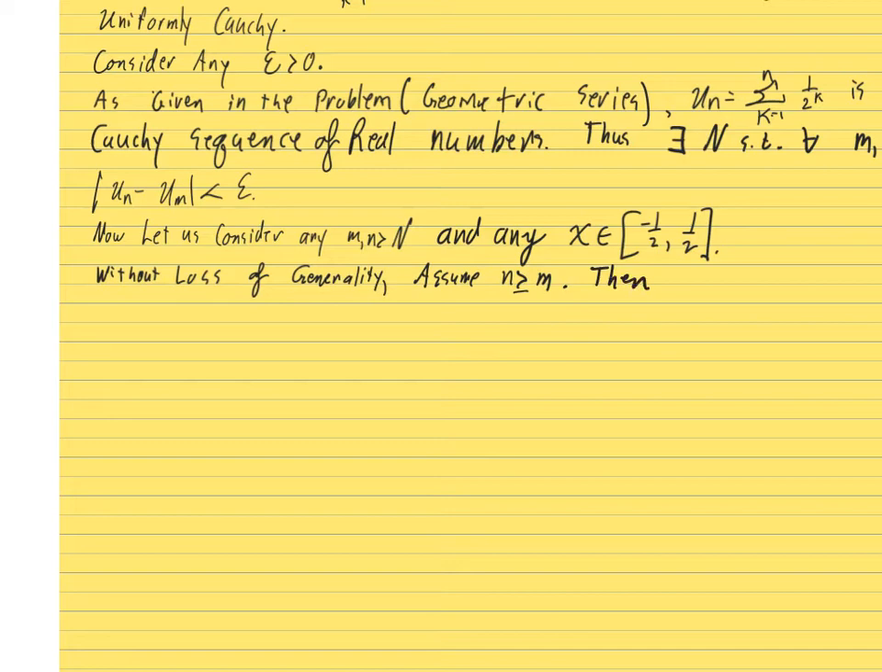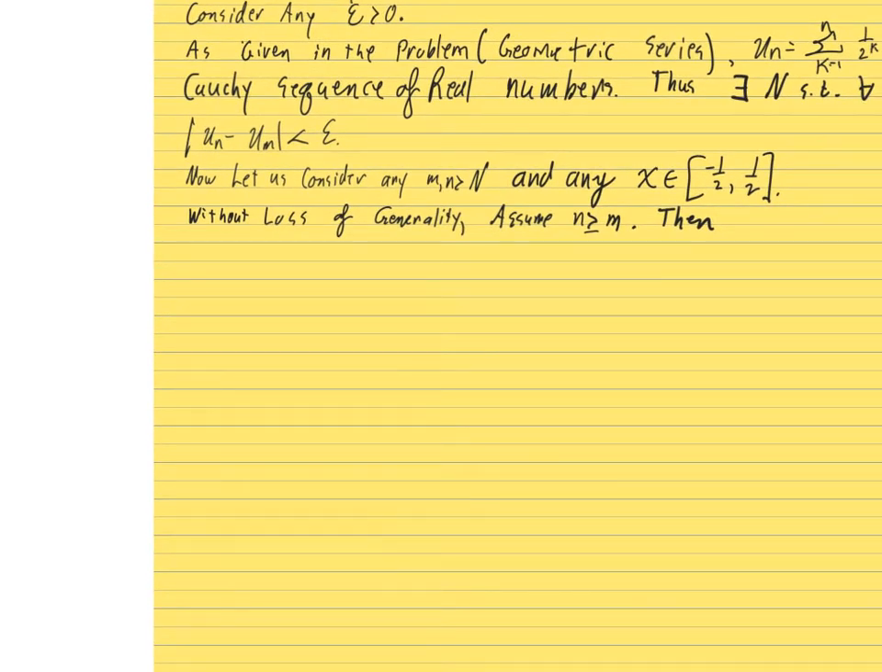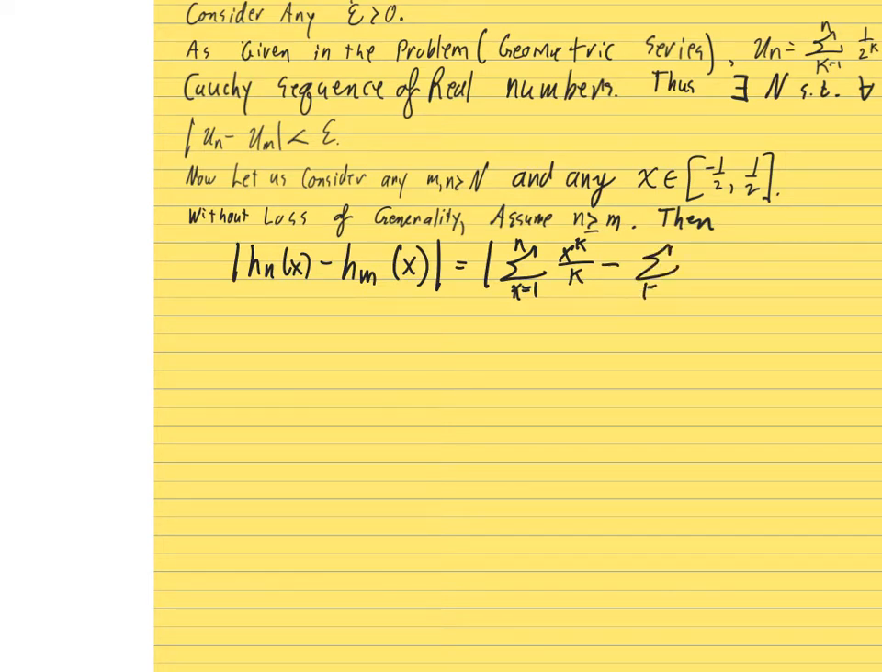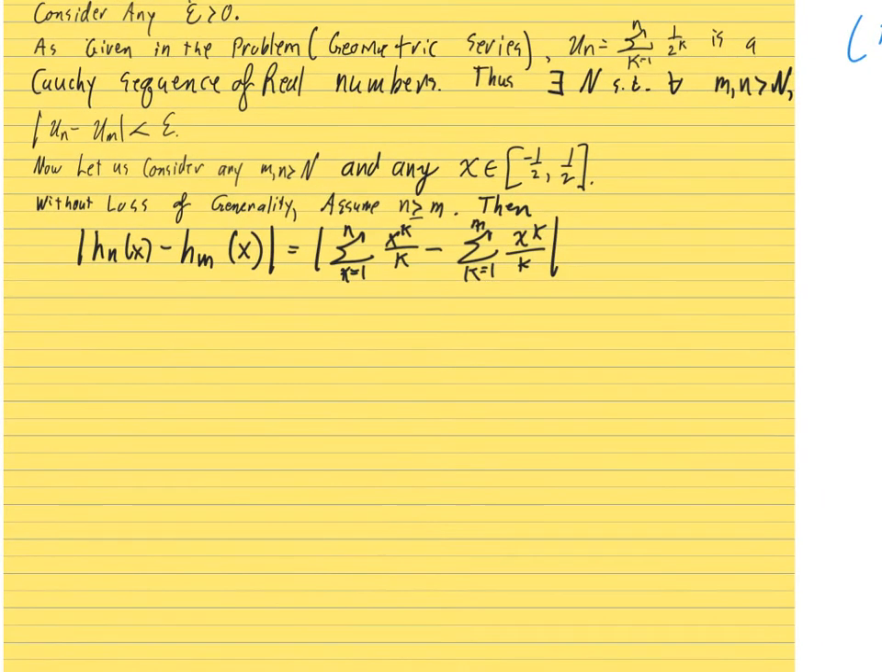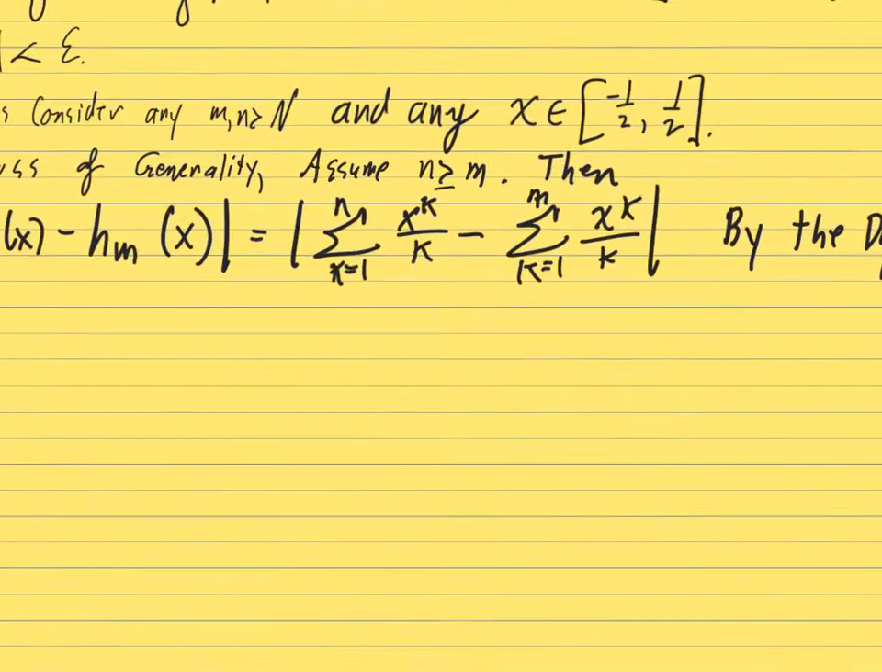Then, well, we proceeded by just analyzing the absolute value of the difference. Absolute value of h sub n of x minus h sub m of x is equal to the sum from k equals 1 up to n of x to the k divided by k factorial minus the sum from k equals 1 up to m of x to the k divided by k factorial. That's just by the definition of this sequence of functions.